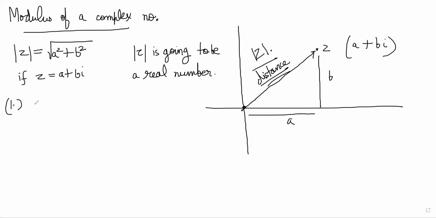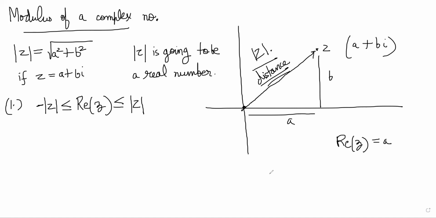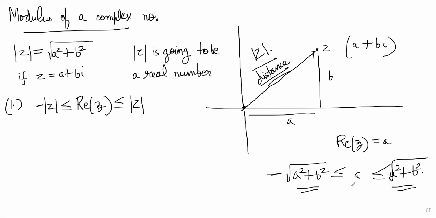The first one is minus of mod z is less than equal to real part of z is less than equal to mod z. This is obvious because real part of z is simply a. So we know that minus root over a square plus b square is less than equal to a is less than equal to root over a square plus b square, right? Because these quantities are larger in size. So this is true.